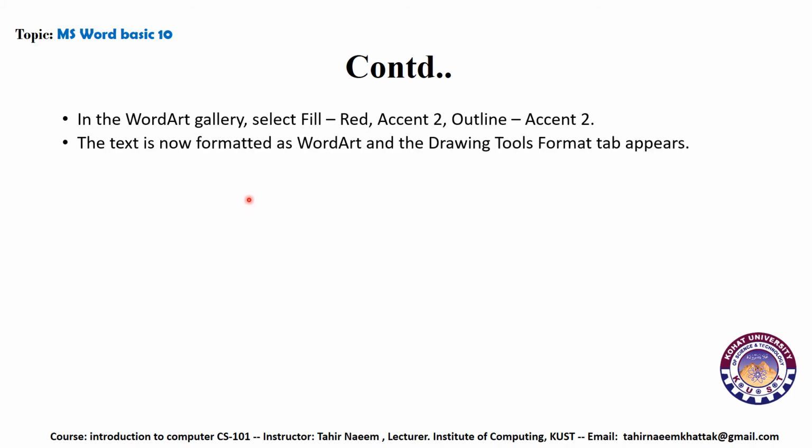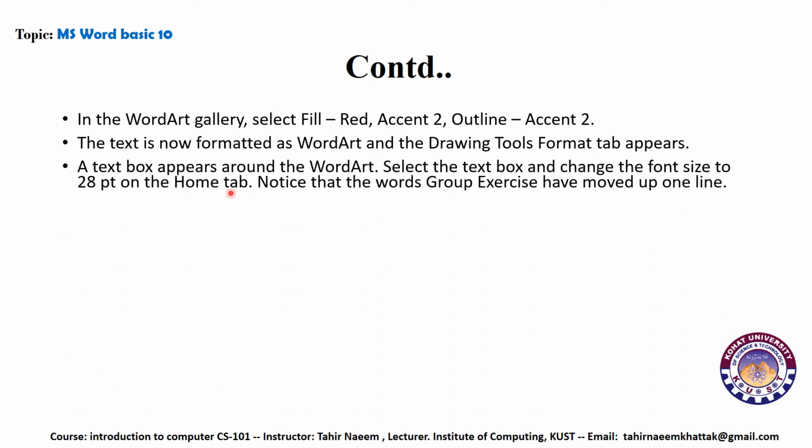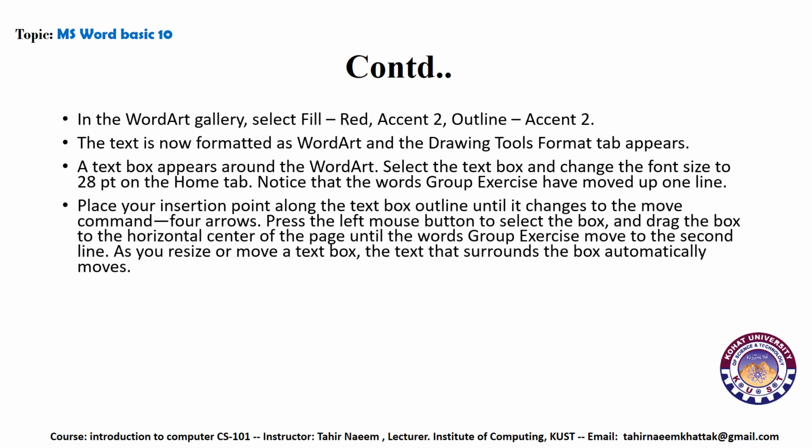The text is now formatted as WordArt, and the Drawing Tools Format tab appears. A text box appears on the WordArt. Select the text box and change the font size to 72 pt on the Home tab. Notice that the word group size has moved up one line. We place our insertion point along the text box outline until it changes to a move command of four arrows. Press the left mouse button to select the box and drag it.